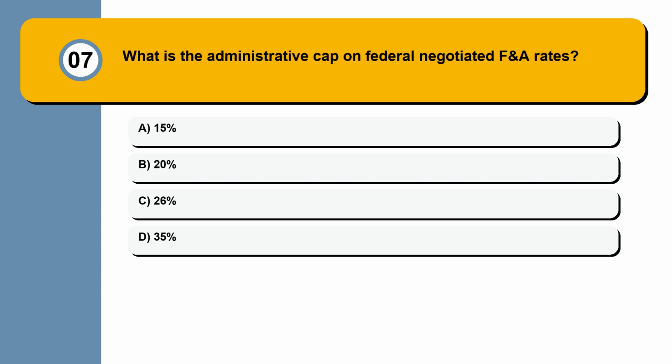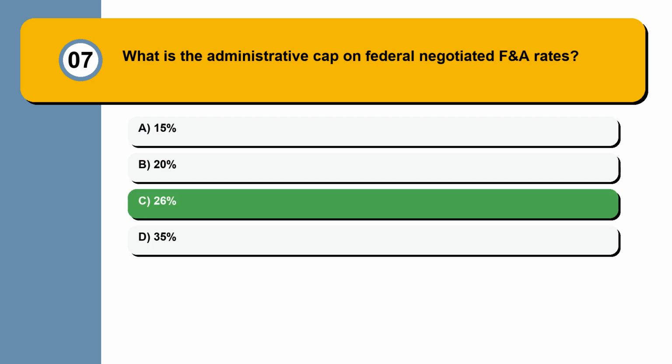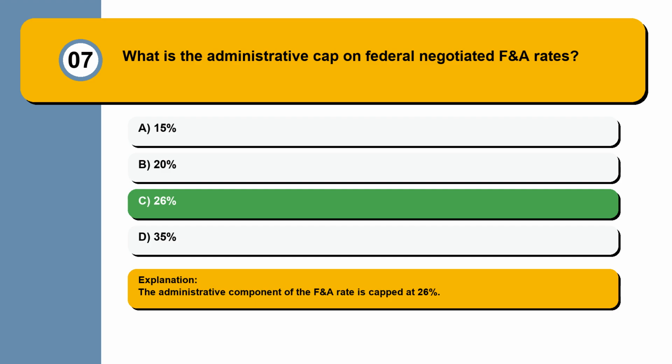Question 7. What is the administrative cap on federal negotiated F&A rates? 15%, 20%, 26%, 35%. The administrative component of the F&A rate is capped at 26%.